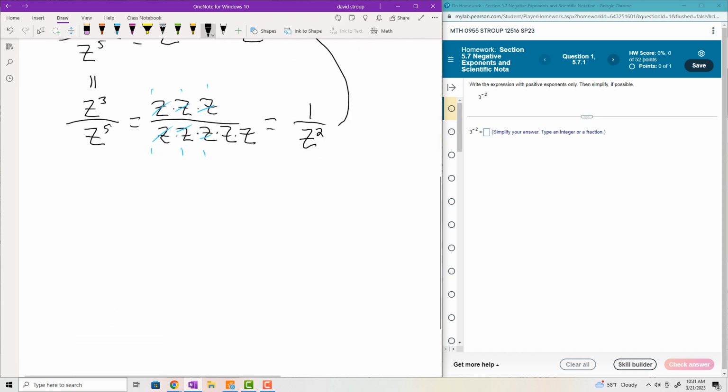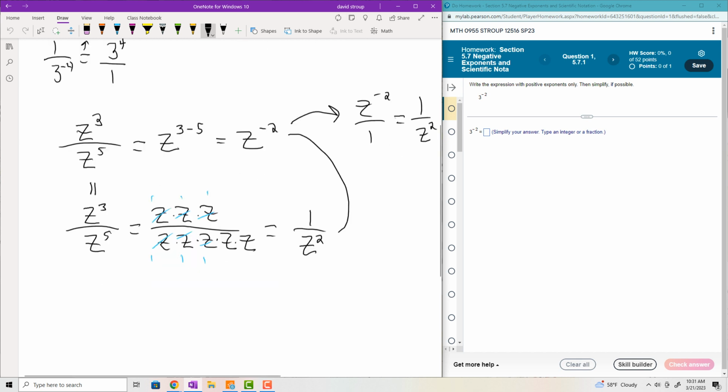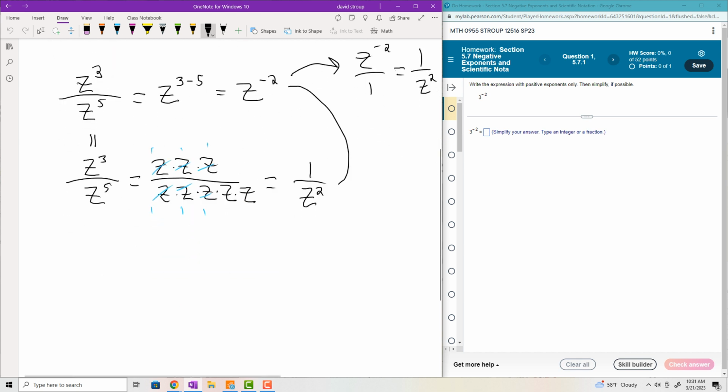Okay, so that's the behind the scenes and the way I think of it. Hopefully something will click for you as we go through the exercises.